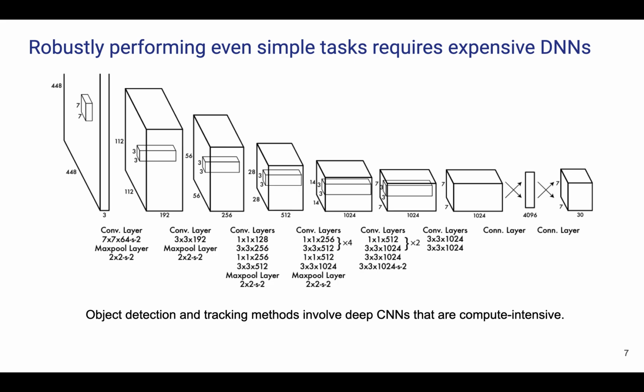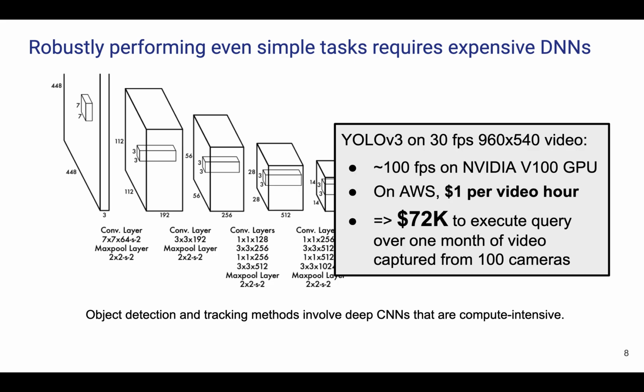The issue, though, is that object detection and tracking methods are very compute intensive, especially if we are applying the most robust methods that use deep convolutional neural network models. For example, a popular object detector, YOLO v3, runs at just 100 frames per second on a $10,000 GPU. And what that means is that in the cloud, it's going to cost about $1 to process each hour of video. So if we have a large video dataset, like 1 month of video from maybe 100 cameras, then that would already cost $72,000.